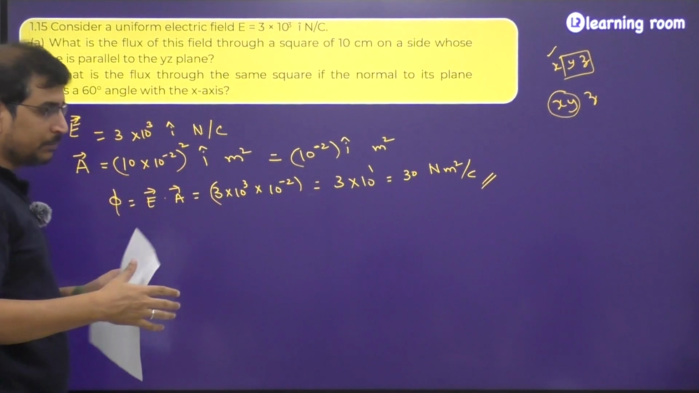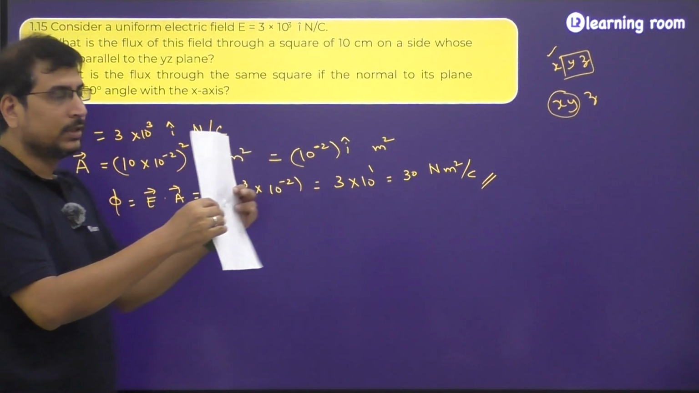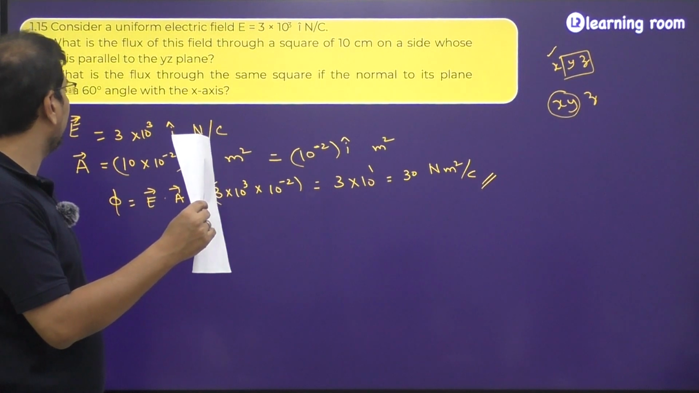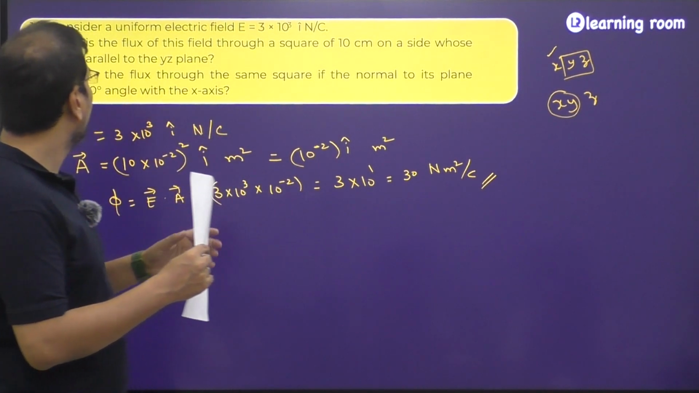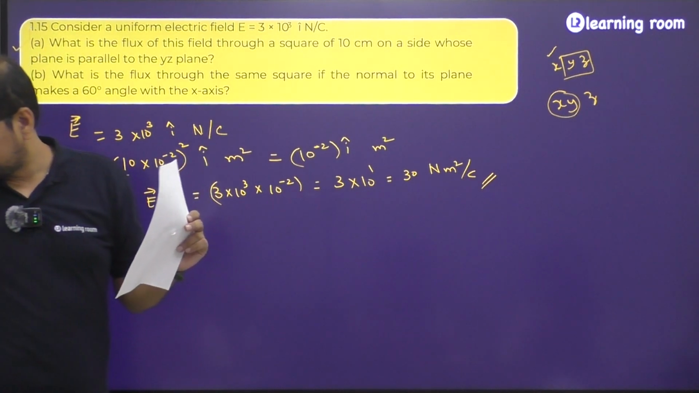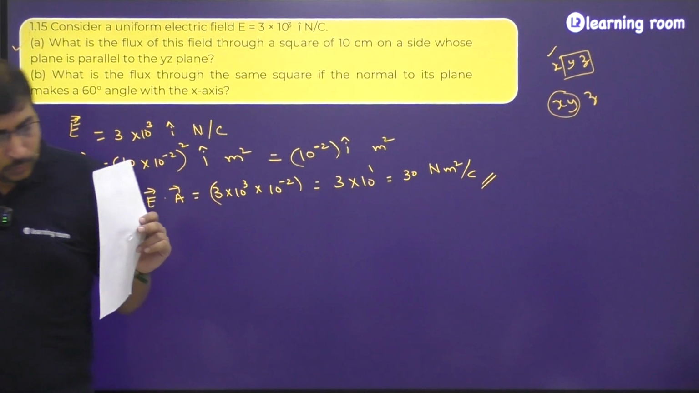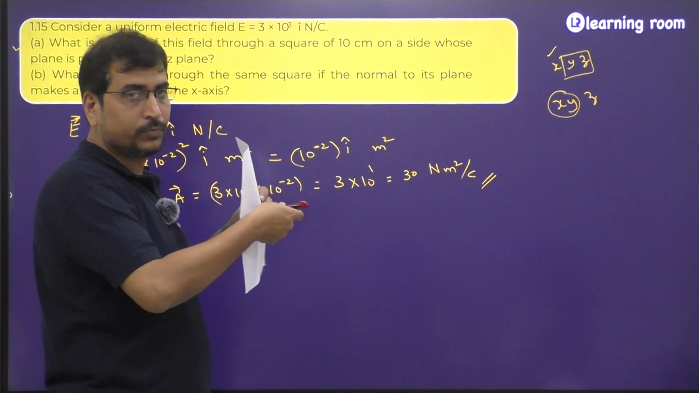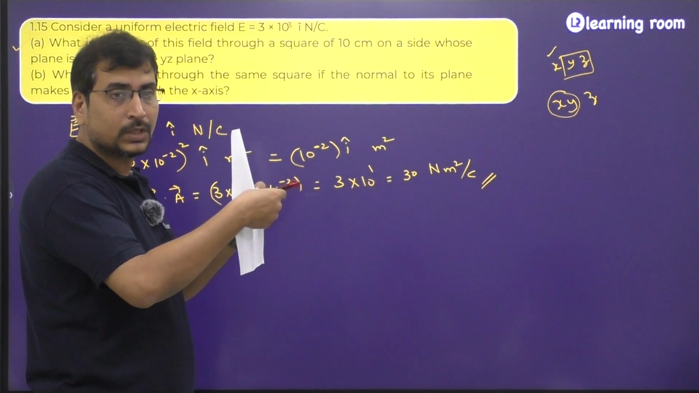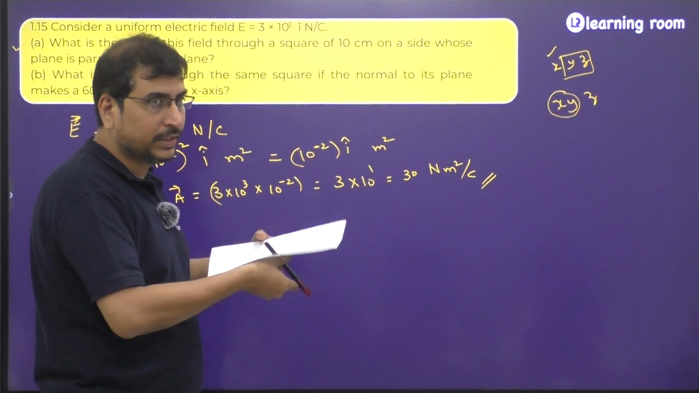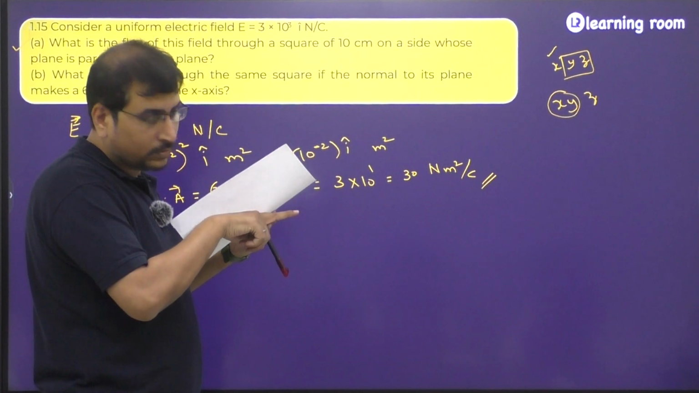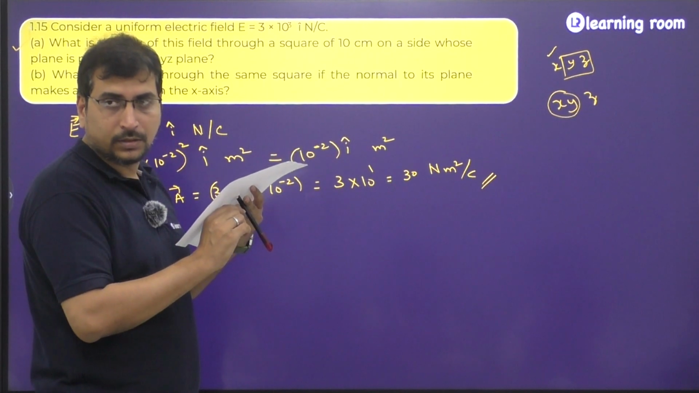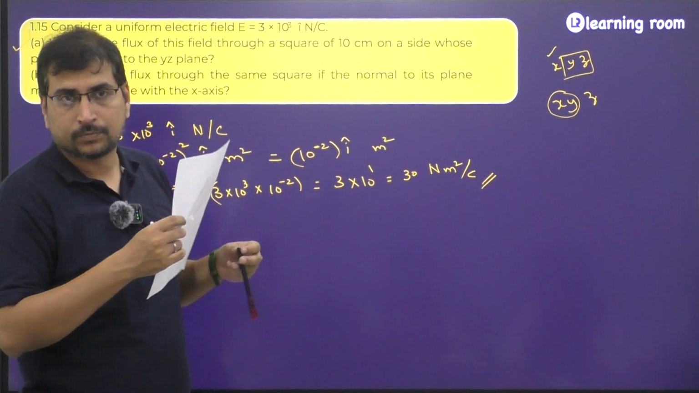What is the flux through the same square? You have the same square, but in this scenario, what is happening? The normal to its plane makes an angle of 60 degrees with the x-axis. So if this is the x-axis, and this is the normal, for instance, it is making 60 degrees with the x-axis. So this is going to be 60. Then how do you calculate the flux?